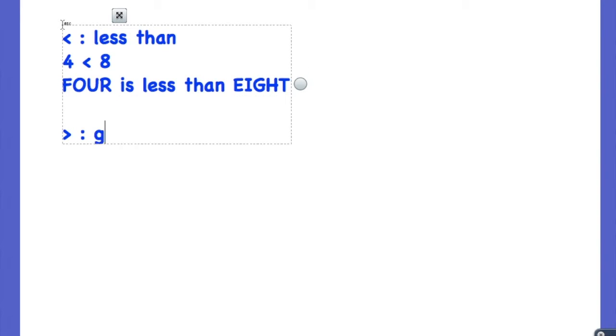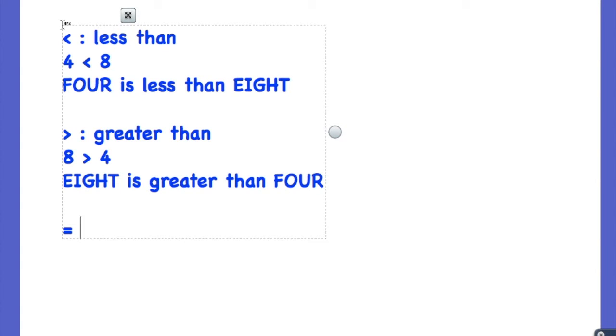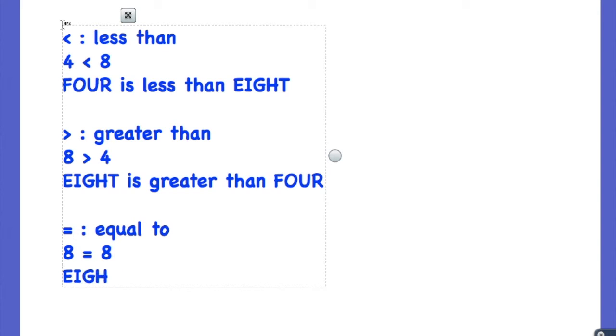Greater than, the opening is to the left. How we read this is 8 is greater than 4, and again, I just wrote it out in words so that you could visually see it as well. And then our final sign is equal to. 8 is equal to 8. They have the same value. 8 is equal to 8, again in word form.